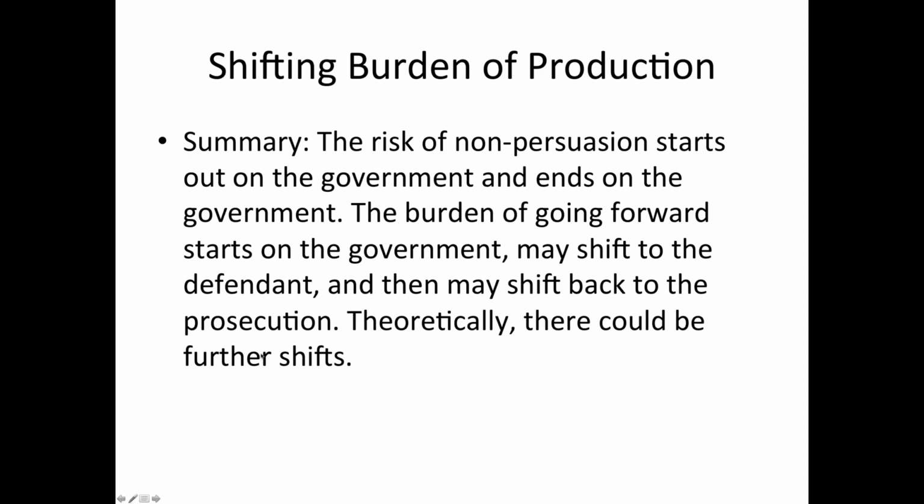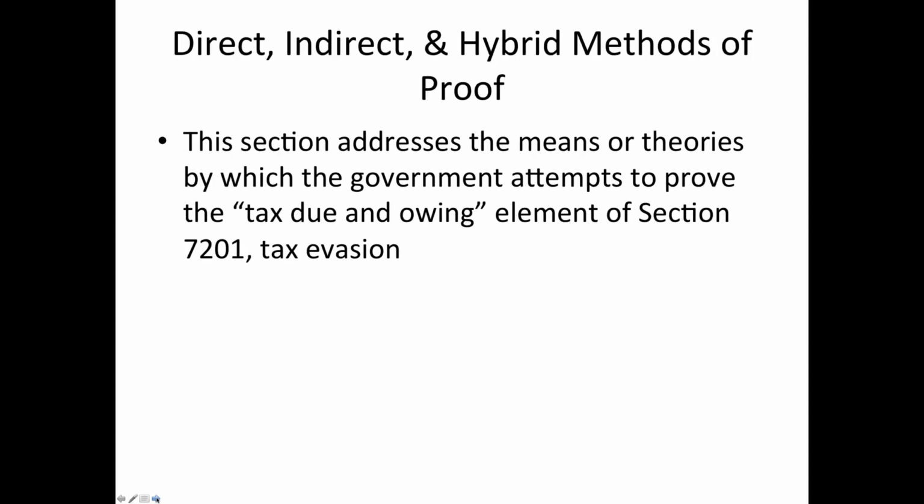And so the burden of going forward starts on the government, may shift to the defendant, and then may shift back to the prosecution. And theoretically, in a criminal tax prosecution, there could be further shifts. So now we jump into these different methods of proof. This section addresses the means or theories by which the government attempts to prove the tax due and owing element of Section 7201.